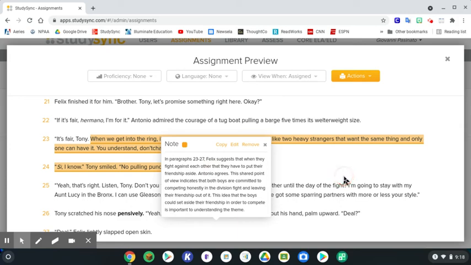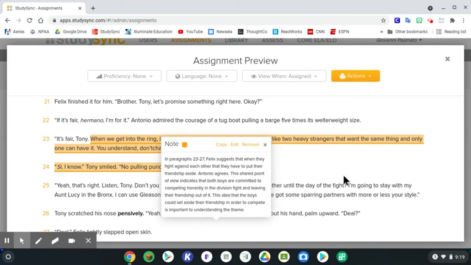In paragraphs 23 to 27, and I'm really focused on 23 and 24, Felix suggests that when they fight against each other, they have to put their friendship aside. Antonio agrees. This shared point of view indicates both boys are committed to competing honestly in the division fight and leaving their friendship out of it. So, in this case, putting friendship to the side and instead focusing on competing honestly. No pulling punches, act like we're strangers, give it your all.